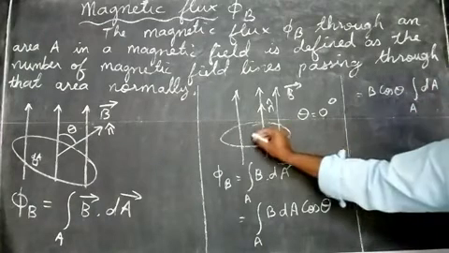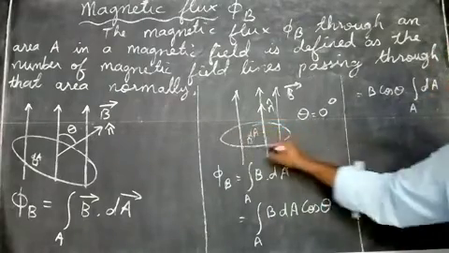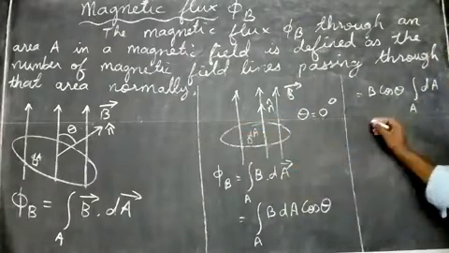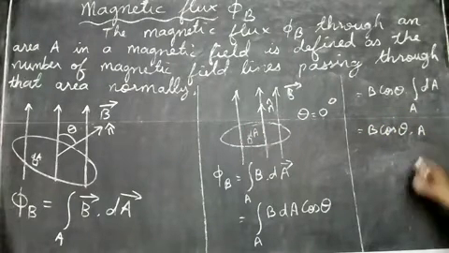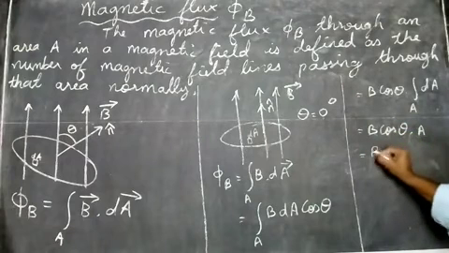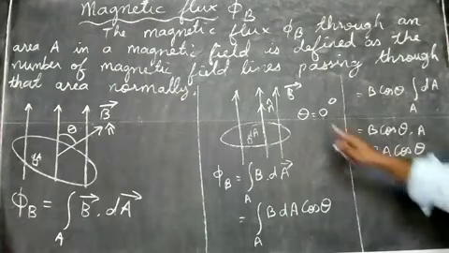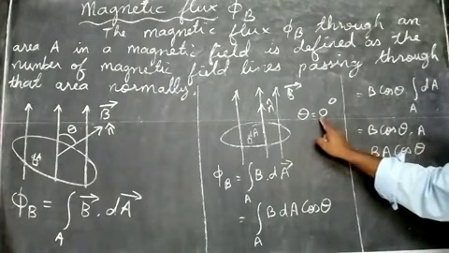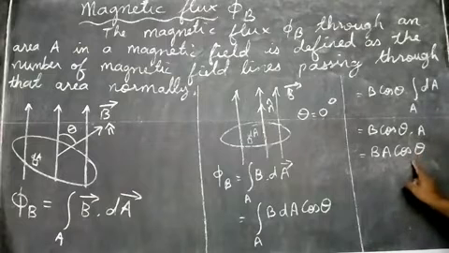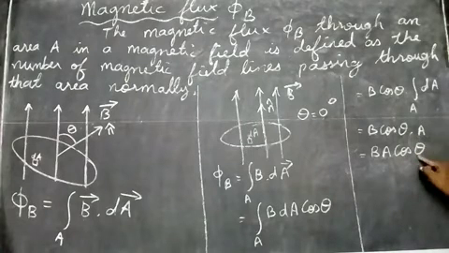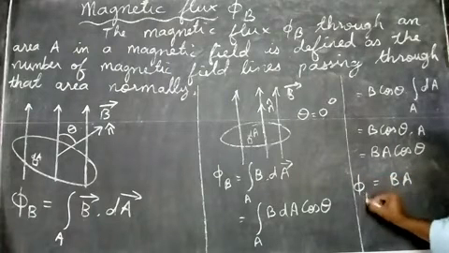dA is a small area element. When we add all the area elements, we get the total area. So that will be B cos theta into A, which is B A cos theta. Now the angle theta is 0. What is the value of cos 0? Cos 0 value is 1. So we get B A. So in this case we have phi b equal to B A.